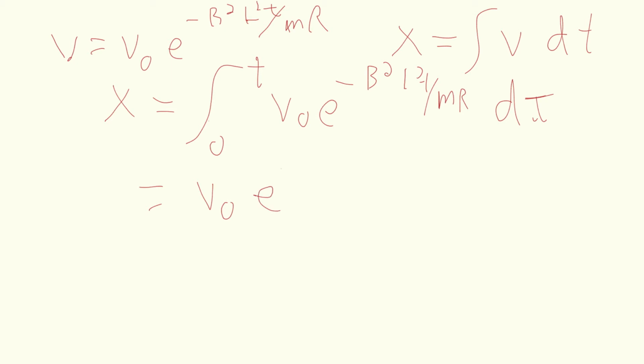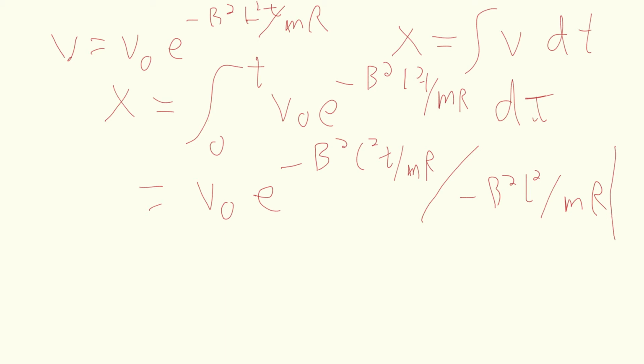So it's going to be V naught e to the negative B squared L squared t over MR, all divided by negative B squared L squared over MR. Okay, so we can actually straighten that, and that's all going to be evaluated from 0 to t. Technically, it's going to be evaluated from 0 to infinity because we're going to look at a really, really long time. So let's plug all that stuff in.